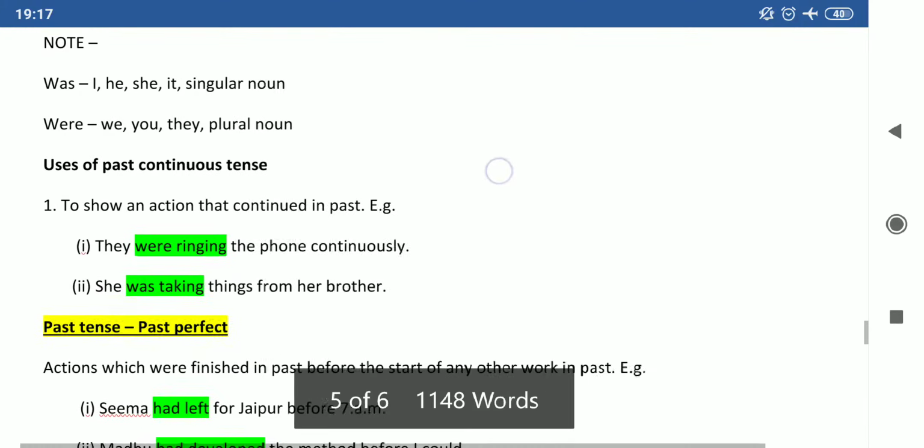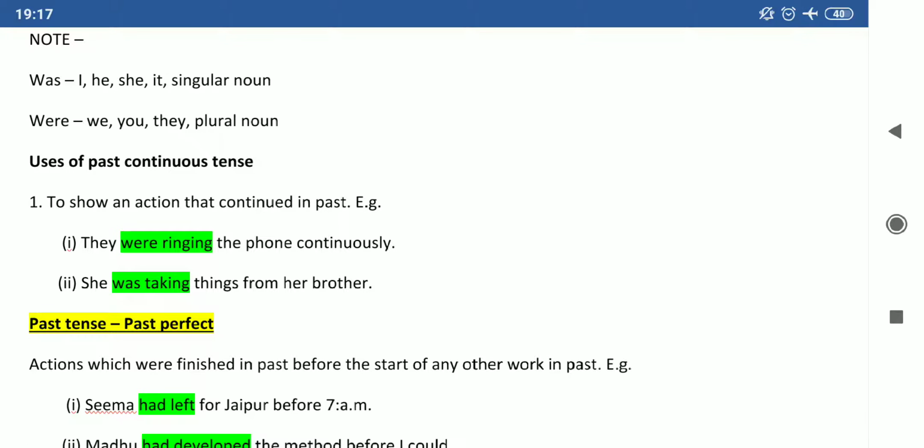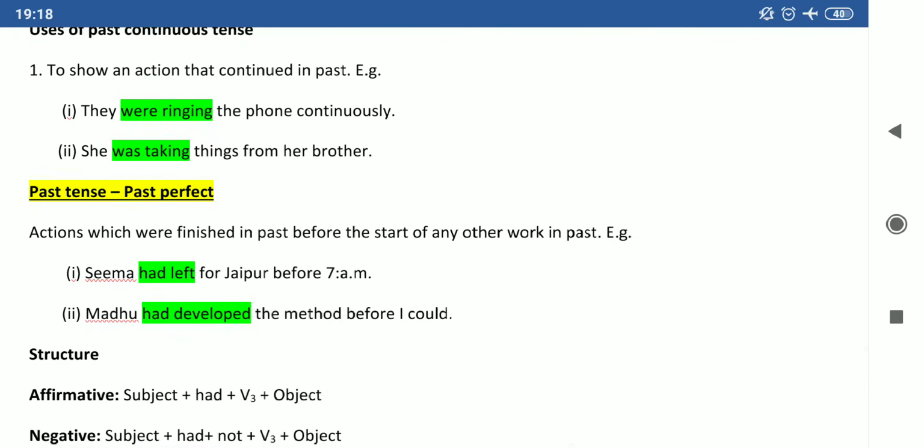So it's important to know when to use was. I, he, she, it, or singular noun will be followed by was. Were is used with we, you, they, or plural noun. So uses of past continuous tense. When do you use past continuous tense? To show an action that continued in past.